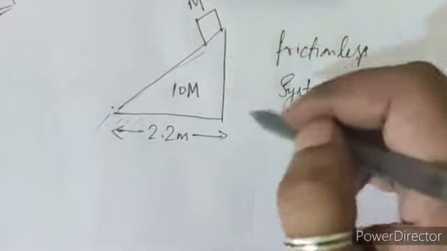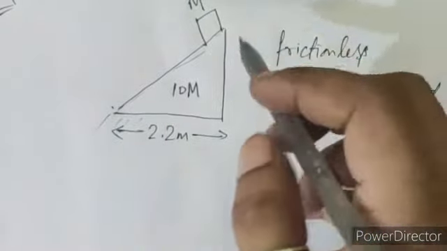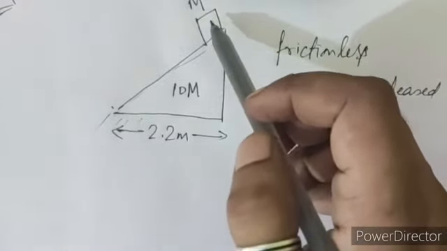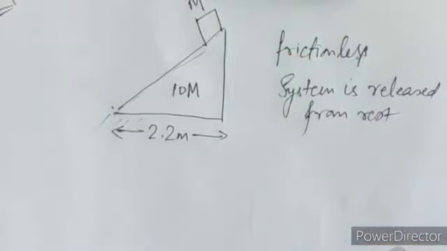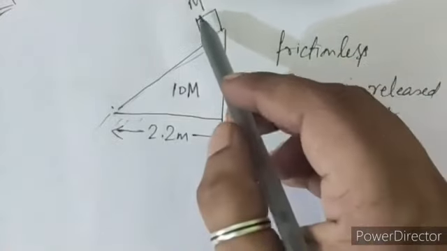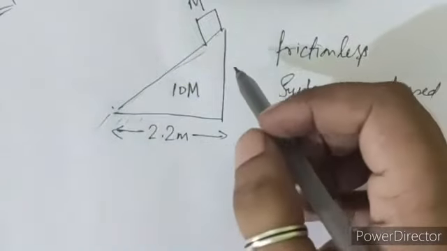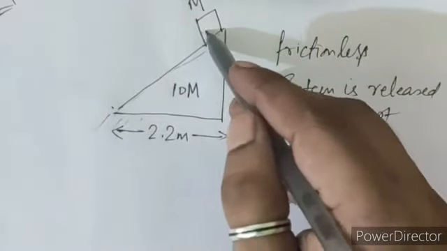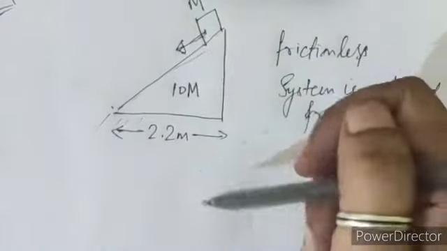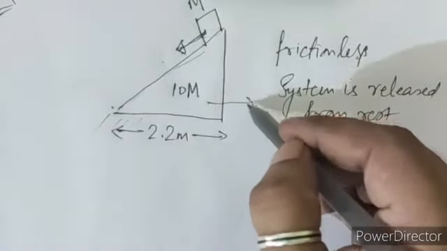So initially the whole system is at rest, and we want to calculate, when the system is released from rest, how much distance the smaller mass will travel. As we leave this from the rest position, we will see that the smaller mass m will start sliding on the bigger mass 10m along this direction because there is no friction. But as this moves down, the bigger mass will move in the forward direction.